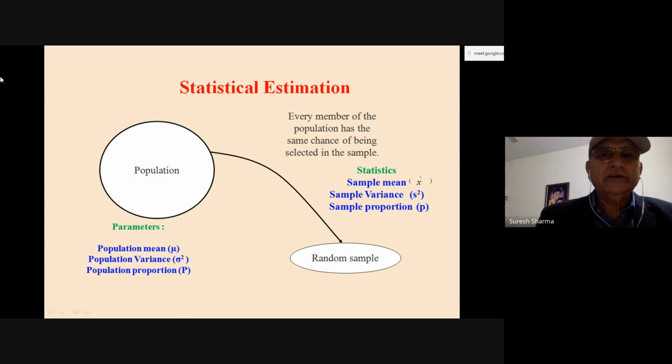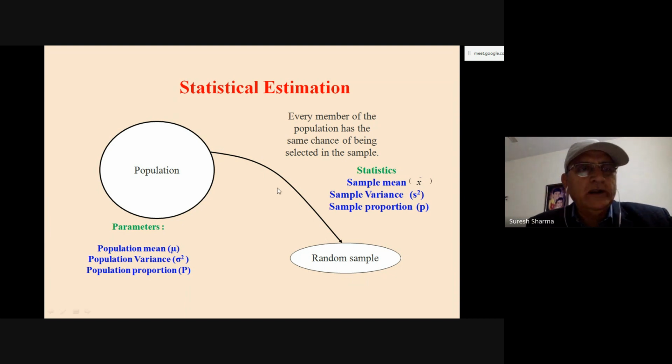So we always try to take a random sample out of the population, right? Because a random sample will give you better estimates. Of course, sometimes non-random samples are also required, but most of the time we go for random samples. So there are two things now. One is population, which is very large. Another is sample, which is a part of the population.